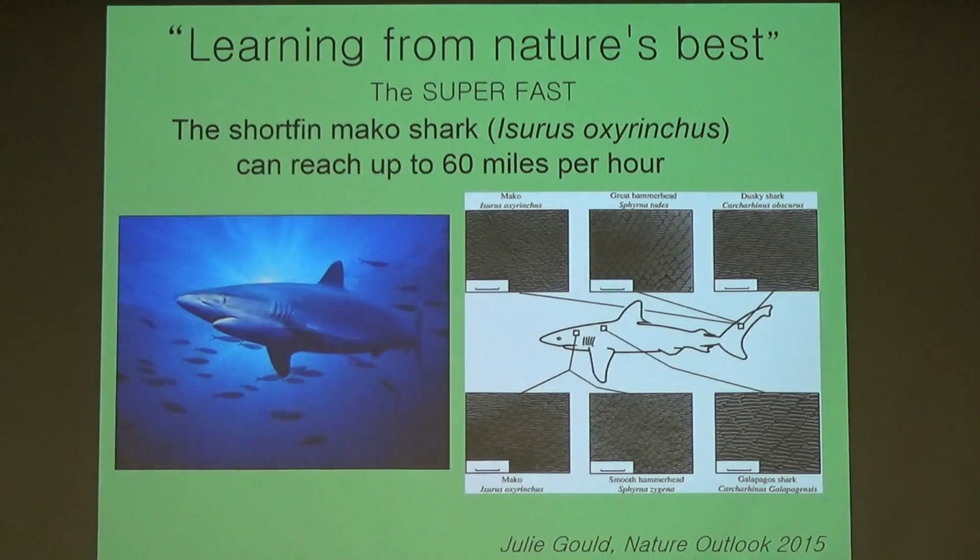Another one is looking at shark skin. So this is what's called a super fast property. The short fin mako shark can reach speeds of up to 16 miles an hour, and this is really strongly aided by the design of the skin surface, which reduces turbulence and microturbulence. So it gives that streamlining effect and reduces physical forces that lead to drag on the swimming shark.